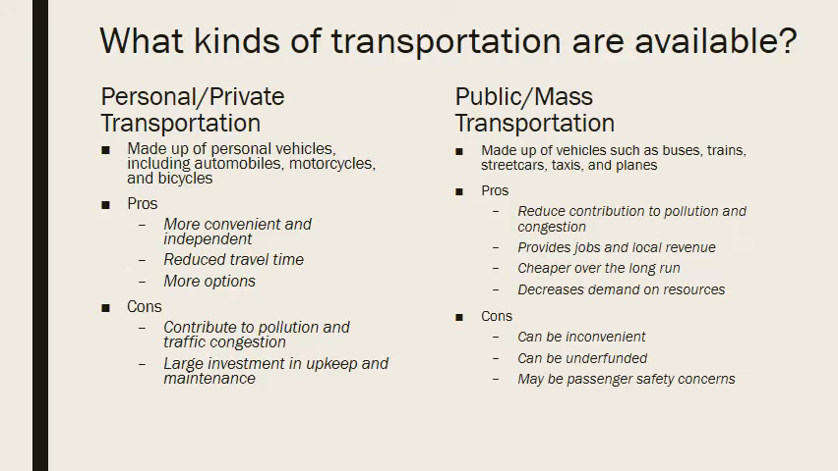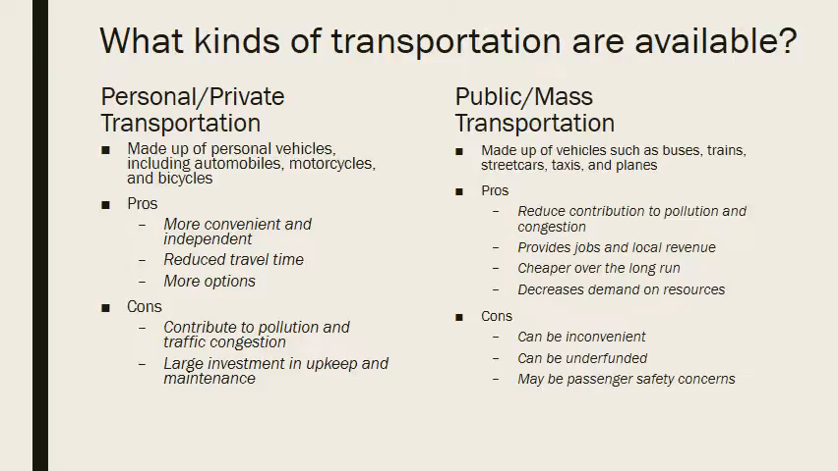So the kinds of transportation that are available: we have personal private transportation and we have public or mass transportation. Personal transportation is going to be those things that you have, that you own, that you control. So your car, your motorcycle, and your bicycle. Those tend to be more convenient. They reduce your travel time, but they also contribute to pollution, congestion, and they have a lot of investment in upkeep. And you typically tend to lose a lot of your money in an automobile because they depreciate in value very quickly.